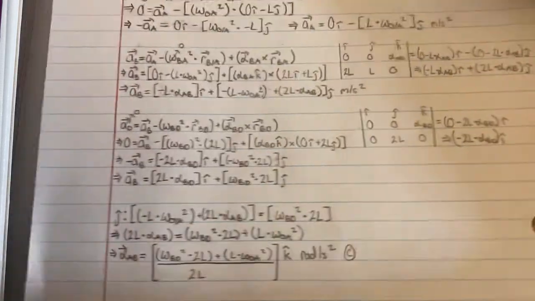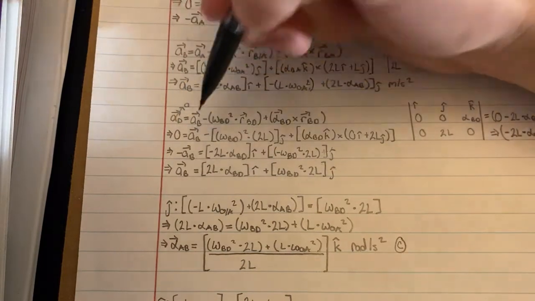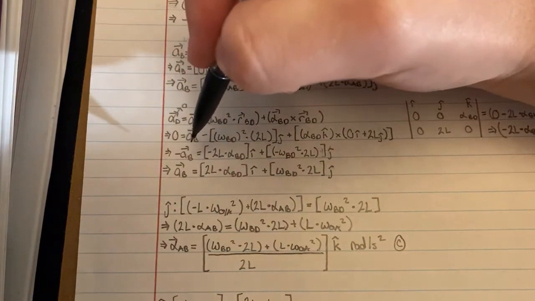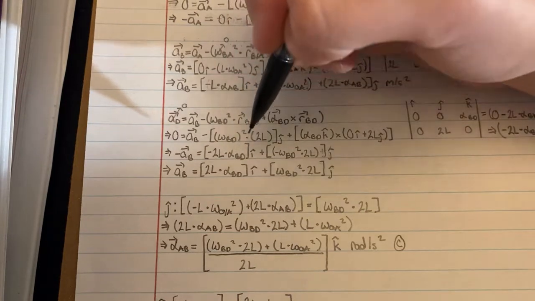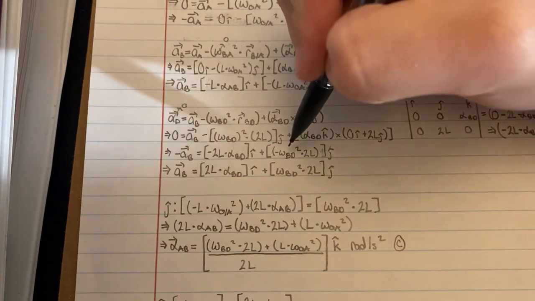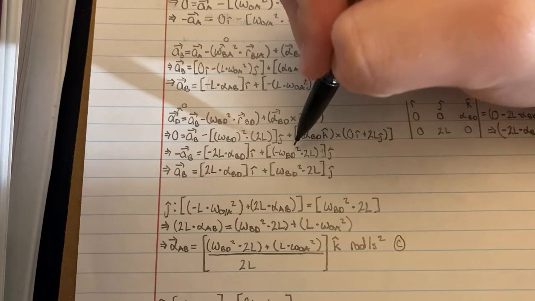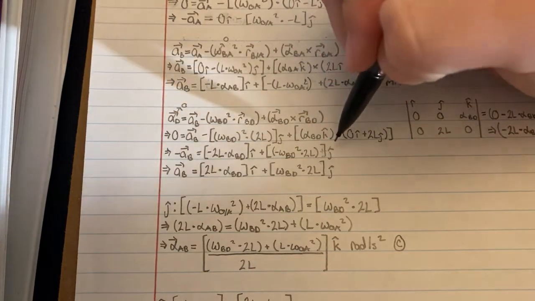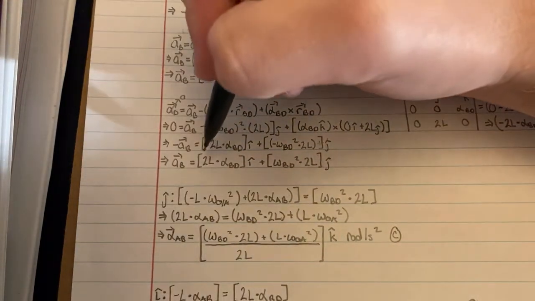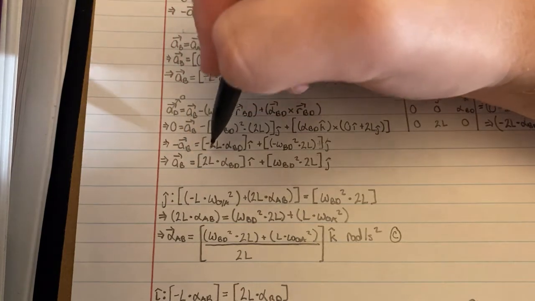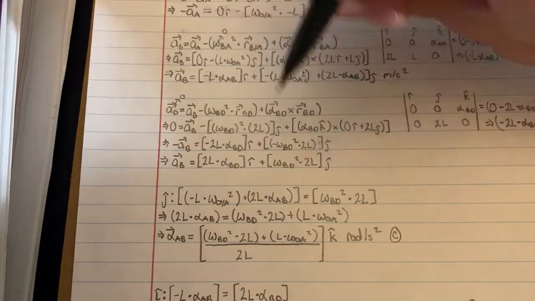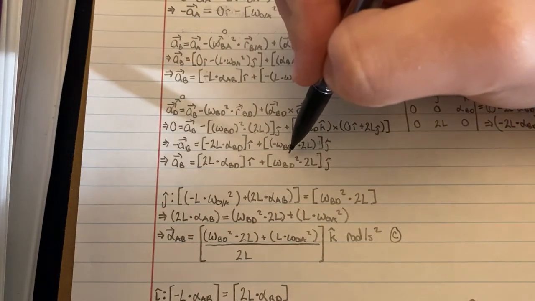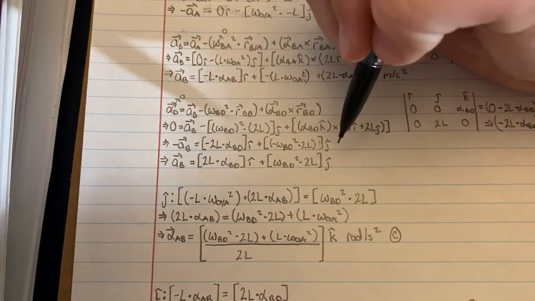And from doing the cross product, we can find that it equals negative 2L times angular acceleration of BD in the i direction. So moving acceleration of B to the other side, we have negative acceleration of B equals negative 2L times acceleration of BD in the i direction plus negative angular velocity of BD squared times 2L in the j direction. And simplifying this down, we have acceleration of B equals 2L times angular acceleration of BD in the i direction plus angular velocity of BD squared times 2L in the j direction.